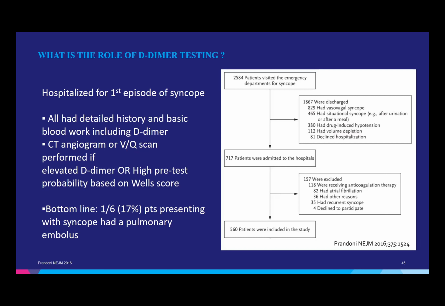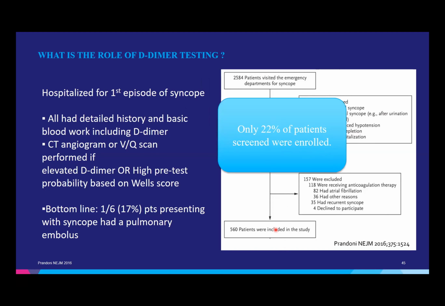So what is the role of D-dimer testing? And this was very controversial. This is from back in 2016, where they took about 500 odd patients, between 500 and 600, and said, we're going to put all these syncope patients through a CT. And of that study population, 1 in 6 ended up having a PE, right? So everyone was like, yikes, are we missing a lot of PEs?